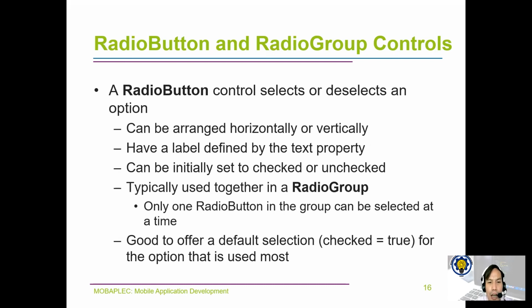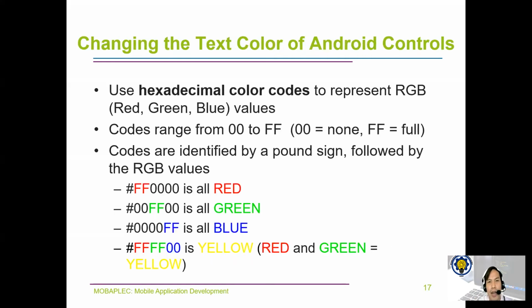So good to offer a default selection check, meaning true, otherwise false. Okay, so that's how the radio button controls work. Clear? Okay. So we have changing the text color of Android controls. This is how I actually use it beforehand, prior to creating standard colors.